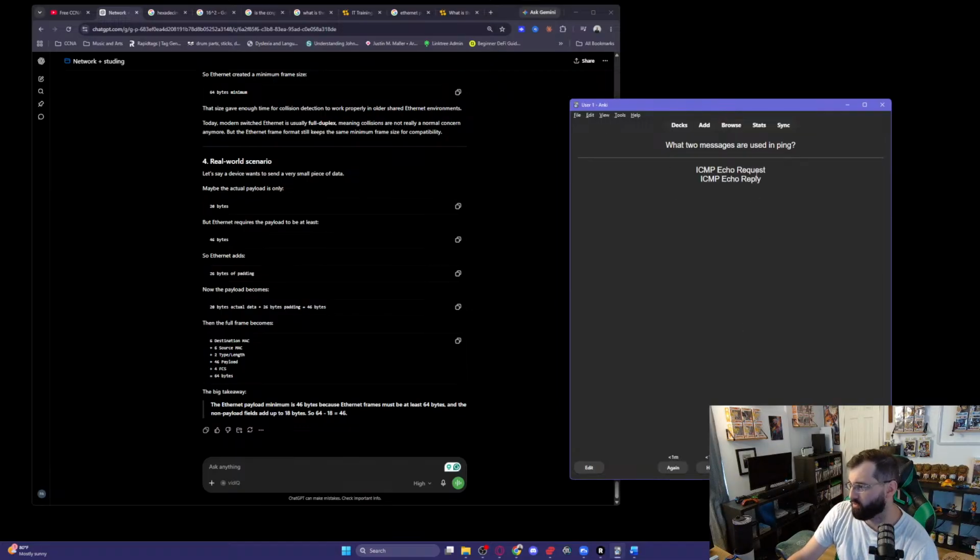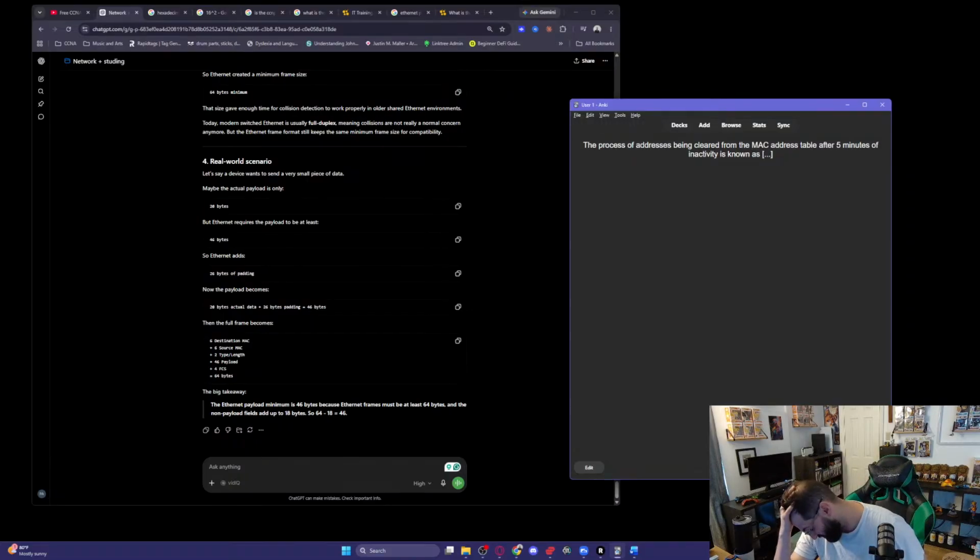See here, the two messages used in ARP are the request and reply. Same thing, it's request and reply, but it's ICMP. The process of addresses being cleared from the MAC address table after 5 minutes is, oh man, I know this. Inactive. It's not dynamic. I thought it was dynamic, but it's not. Damn it, what is it?